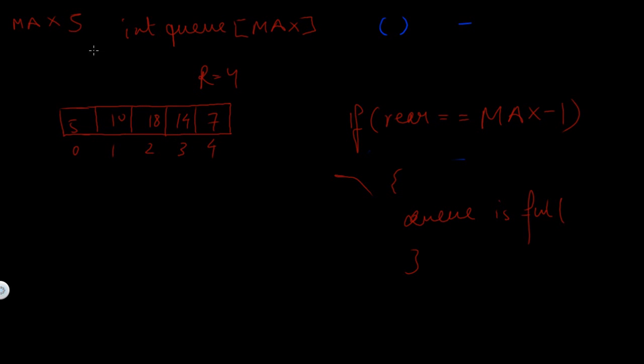Now suppose the size of the queue is 5, then this queue will be full when the value of rear will be equal to 4. So in this case, the value of rear is 4, and the value of max minus 1 will also be 4, because the value of max is 5, so 5 minus 1 equals 4. So this condition becomes true. The value of rear is 4 and the value of max minus 1 is also 4, so this means that the queue is full.